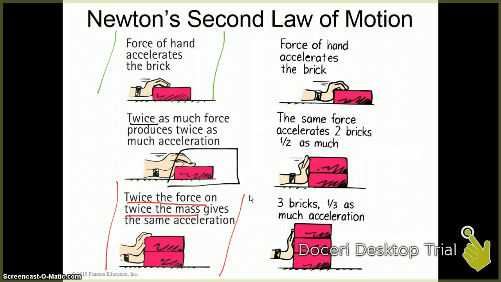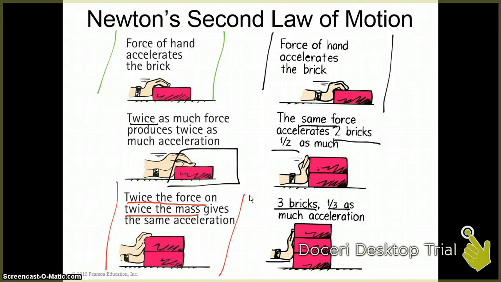I hope this is starting to make some intuitive sense. If not, pause the video and think about these examples. Go back maybe and take a look at the equation again. Now let's say, again, you have the force of your hand accelerating the brick. Now keep the force the same, but change the mass, and you're going to have 1/2 as much acceleration. Keep the force the same, and triple the number of bricks, you have 1/3 as much acceleration.